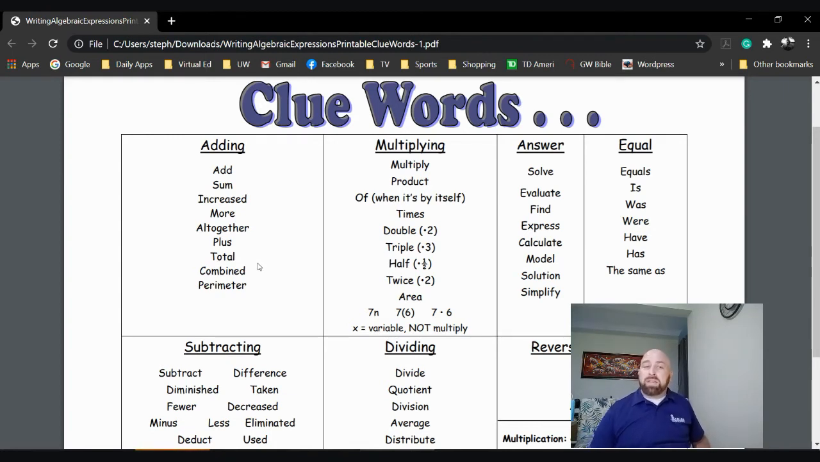When they want you to solve it, when they want you to give them an answer, they're going to say solve this. They're going to say evaluate this. They're going to say find. They're going to say express. And express means that you can either say it or write it, but basically you're giving them an answer. Calculate. Some of you are so excited about calculators this year. You're like, yes, finally, we get to use a calculator. I've been wanting to use a calculator for so long.